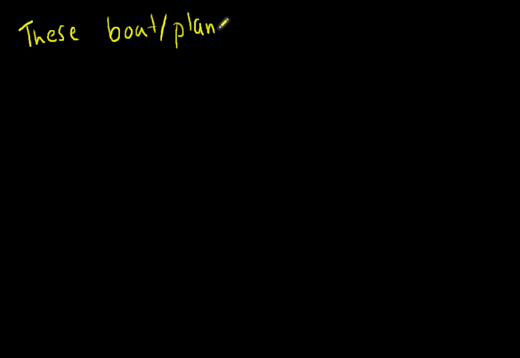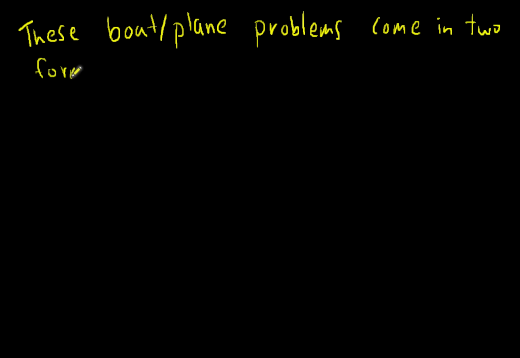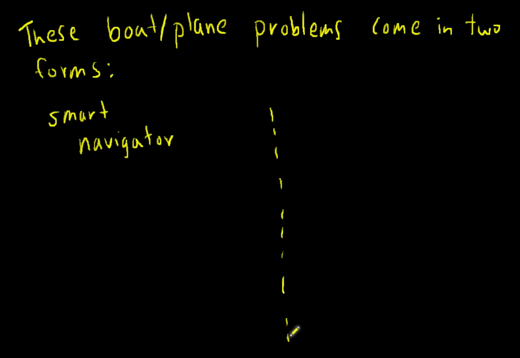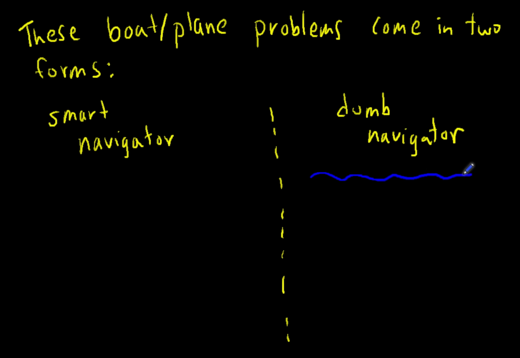These boat or plane problems come in two forms. The last form we looked at is the easier form, but there is another way we can look at it. I call these two problems the smart navigator and the dumb navigator. What it really just means is the dumb navigator is like in our previous example.